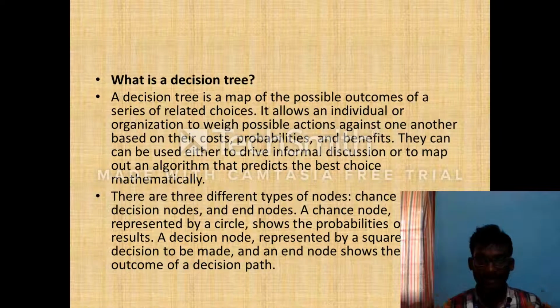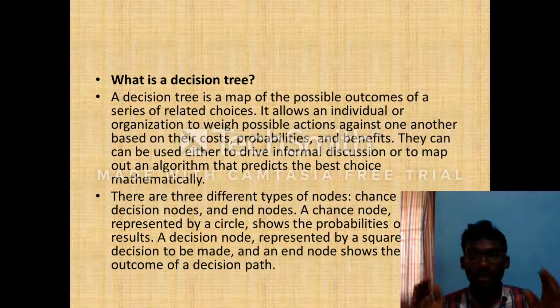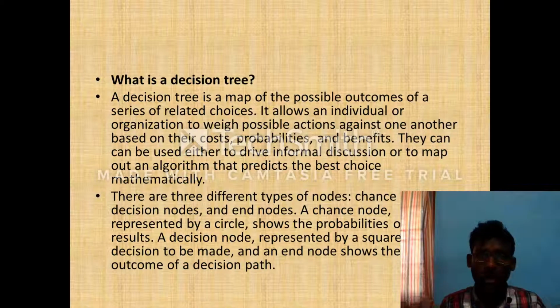A decision tree is a map of possible outcomes for a series of related choices. It allows an individual or an organization to weigh possible actions against one another based on cost, possibilities, or benefits. They can be used either to derive an informal discussion or to map out an algorithm that predicts the best choice mathematically. In a decision tree, there are three types of nodes.